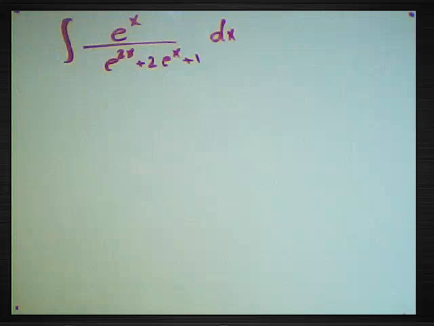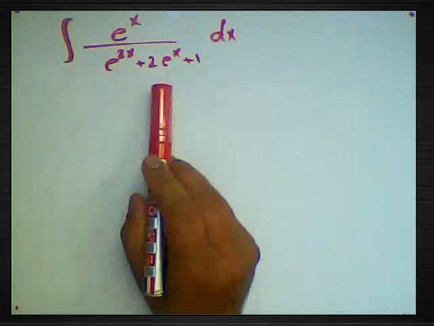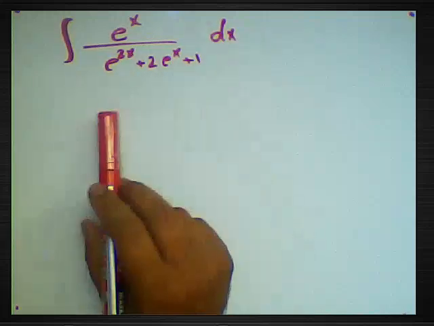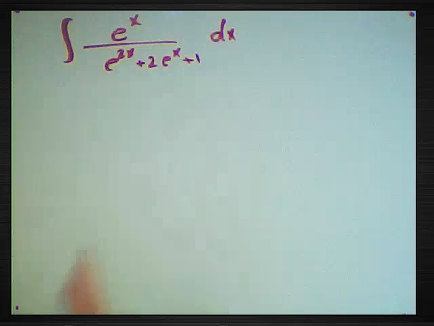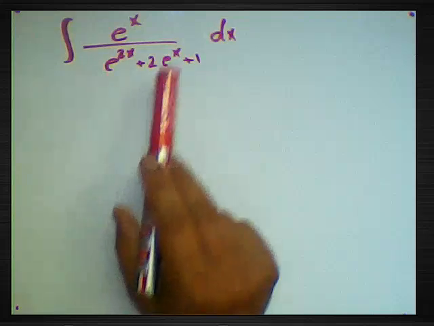Everybody, how are you? Today we'll solve multiple questions about integration. Look at this example. You want to find the integration of e^x over e^(2x) + 2e^x + 1 dx. Look at the denominator here, e^(2x) + 2e^x + 1.